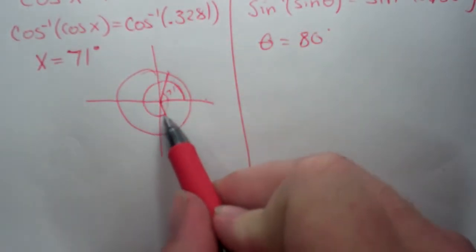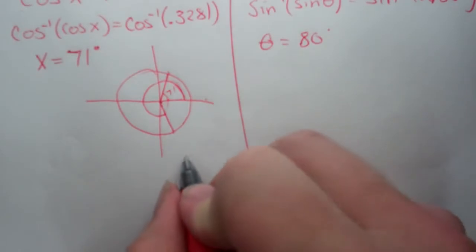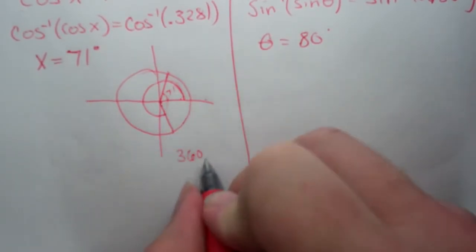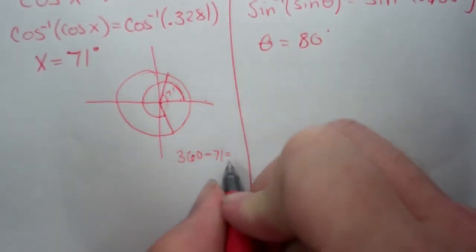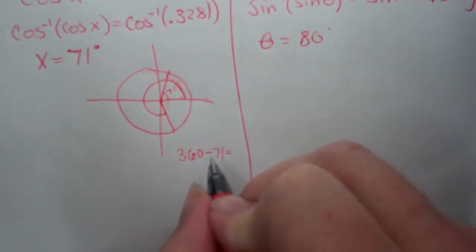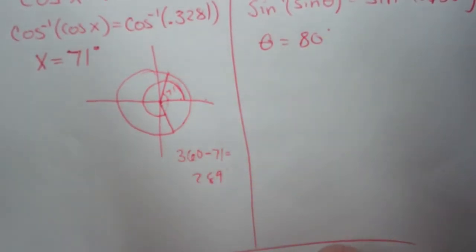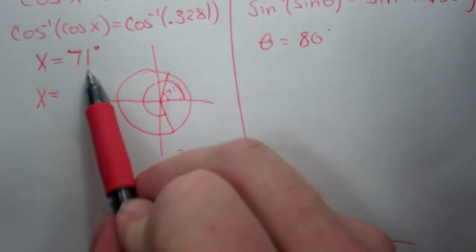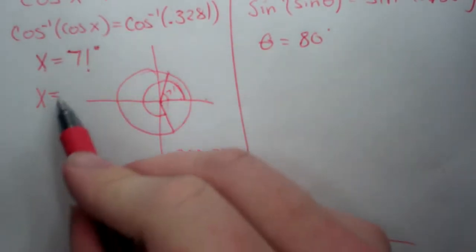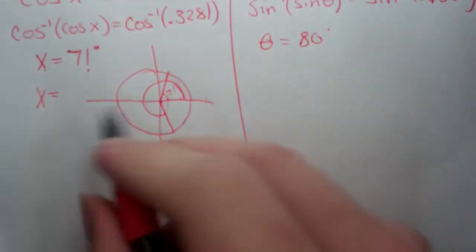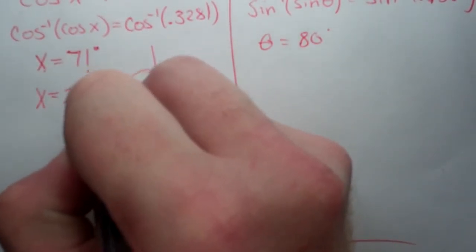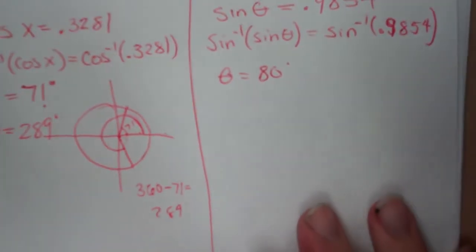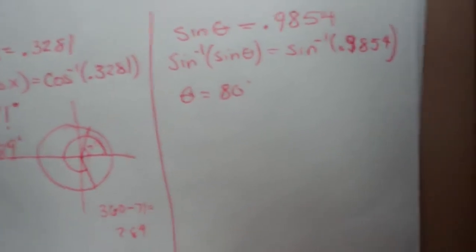Well, to get the size of this large angle, we could go all the way around, which would be 360, but then we'll back up that 71. So 360 minus 71, and that gives us 289. And so x equals 71 is one solution, which the calculator gives us. The other solution comes when x is 289 degrees. Let's do it now for the sine and compare, see if there's any differences.